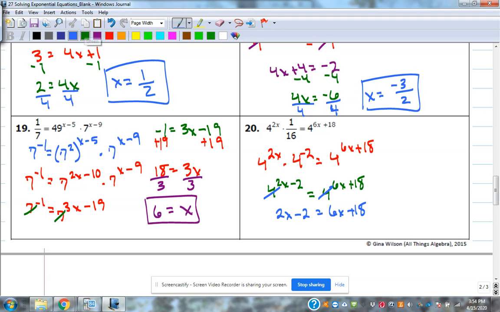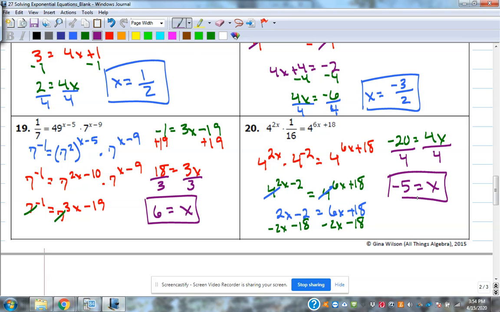And try to get it all together. So I'll subtract 18 and subtract 2x. That's going to give us negative 20 is equal to 4x. Divide by 4. Negative 5 is equal to x.